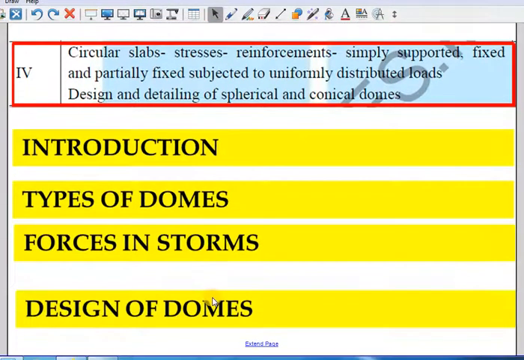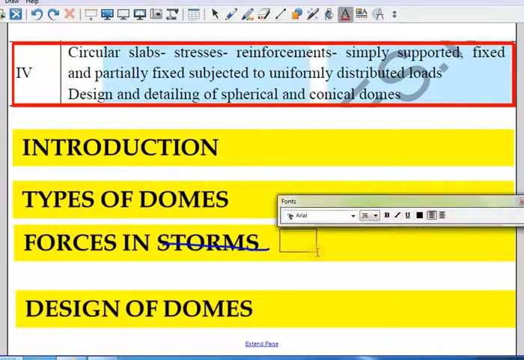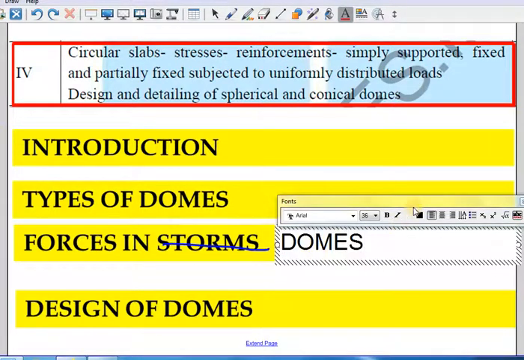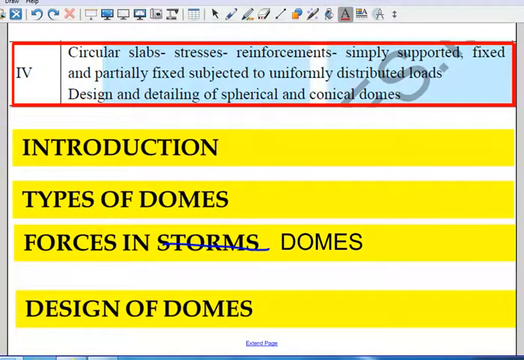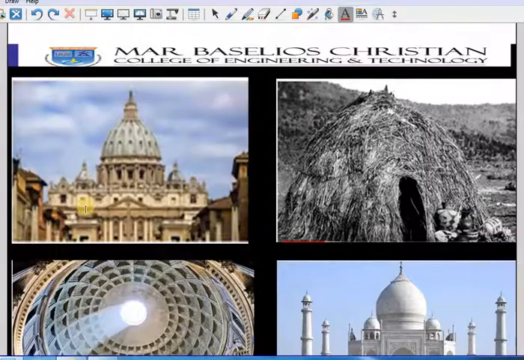So this is our flow of this lecture: introduction, types of domes, forces in domes, and then finally the design of domes. Okay, so let us see one by one.